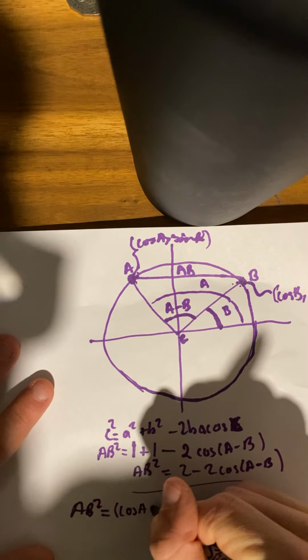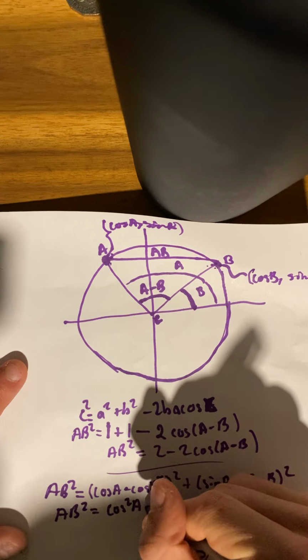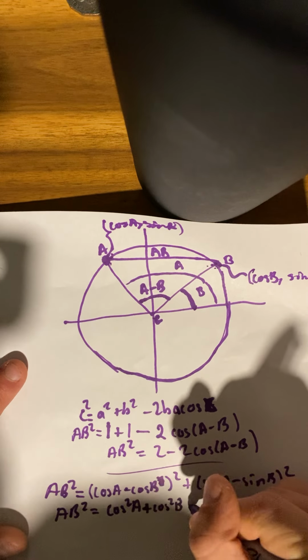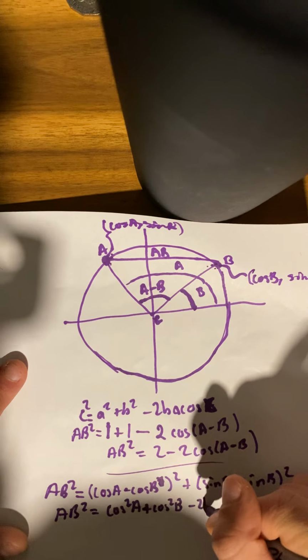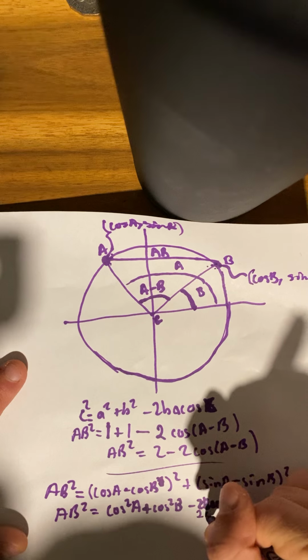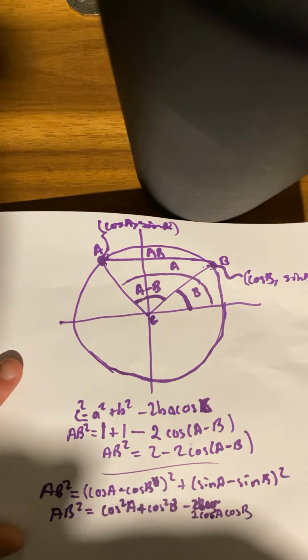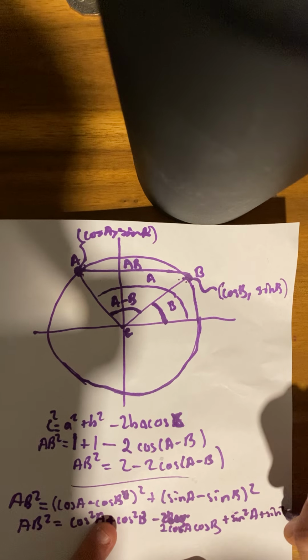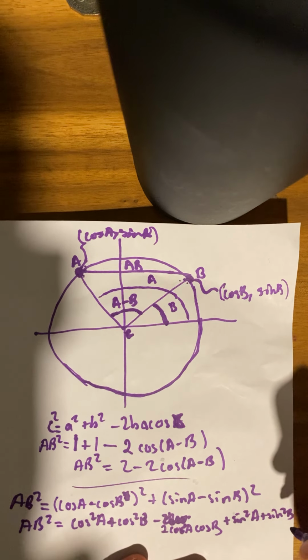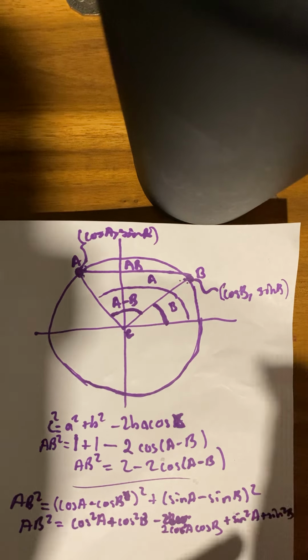Now if we expand that, we get AB squared equals cos squared A plus cos squared B minus 2 cos A cos B. Alright, a little messy, and then expanding the sine brackets, we get plus sine squared A plus sine squared B minus 2 sine A sine B. That's a little messy, but anyway.